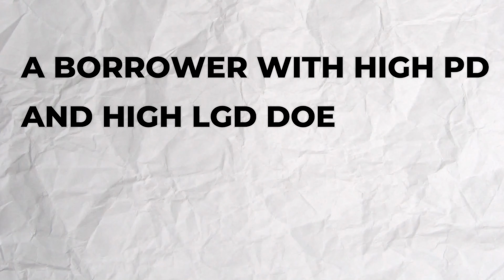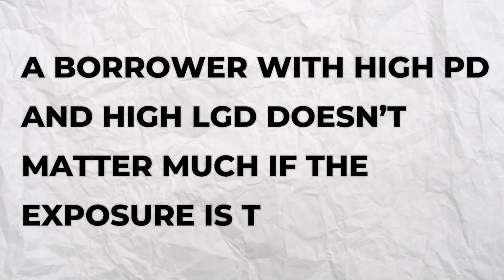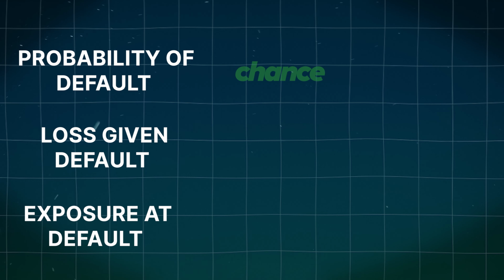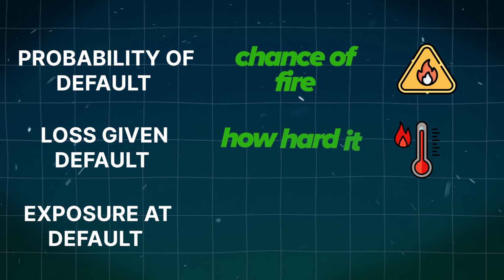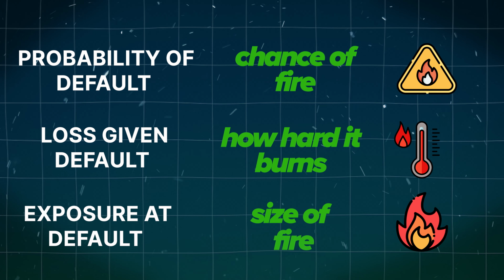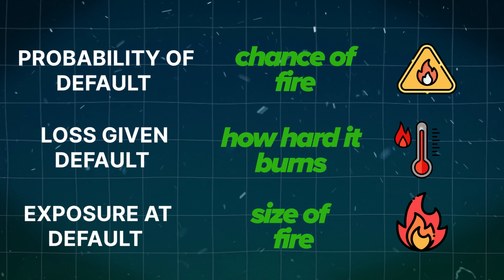Understanding this matters because a borrower with a high PD and high LGD doesn't matter much if the exposure is going to be tiny. And that's why you have to include EAD in your understanding of credit risk to see where you should focus and what you should look at. An easy way to remember all of these 3 concepts combined is that the PD is the chance of a fire starting, the LGD measures how hard it burns, and EAD shows you the size of the fire. Put these 3 together and you actually understand how banks measure risk.